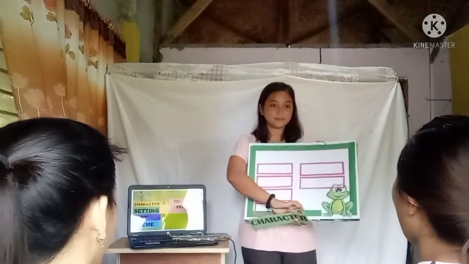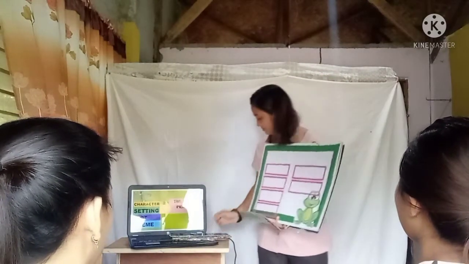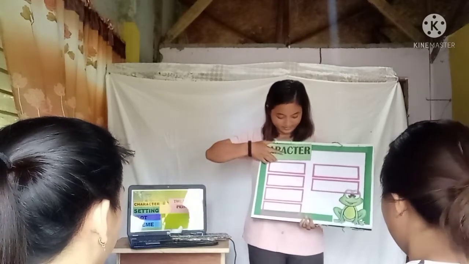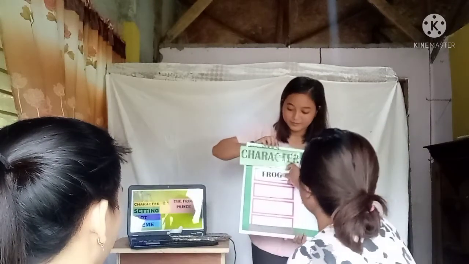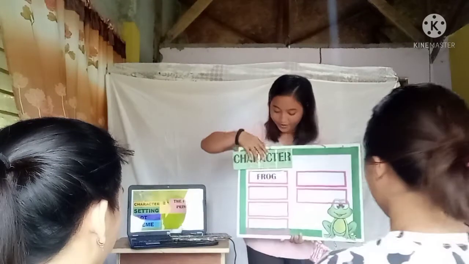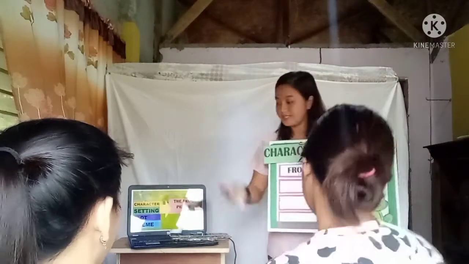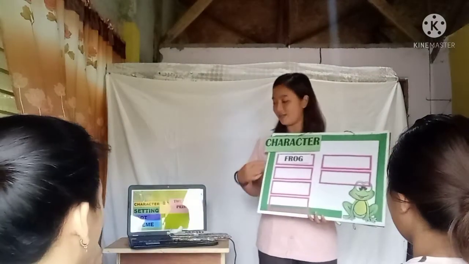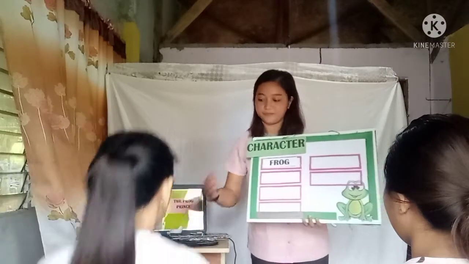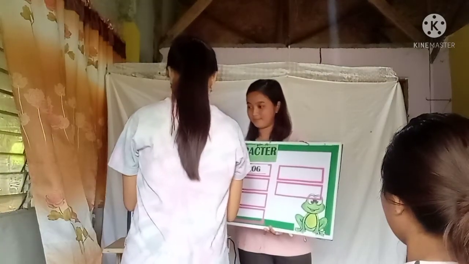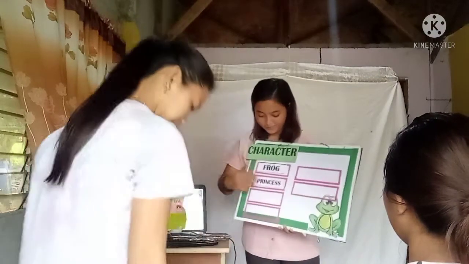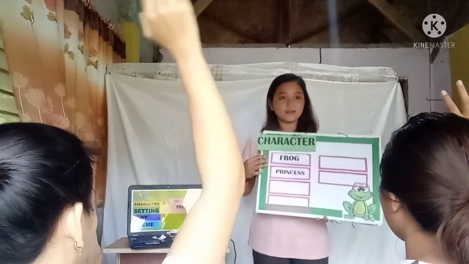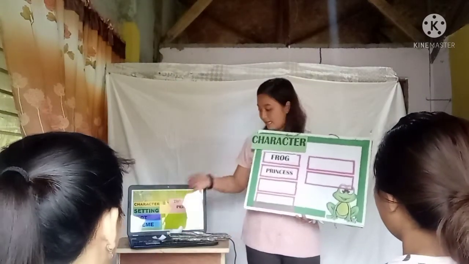Yes, Miss Gloria. The frog, ma'am. The frog. Okay, very good. Can you put here in the chart the frog? Okay, very good. So the frog is one of the main characters in the story. Next, who else? Yes, Miss Jen. The princess. Now, can you stand and put the princess in the chart? Okay, very good. The princess. Who else? Who are the characters in the story? There are still two characters here. Okay, Miss Gloria. The king, ma'am. The king. Okay.